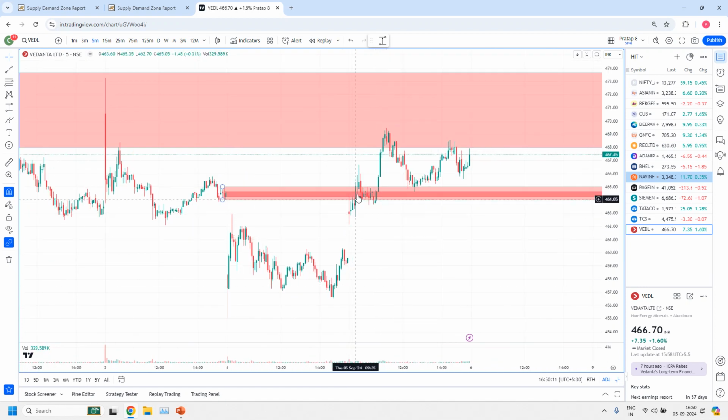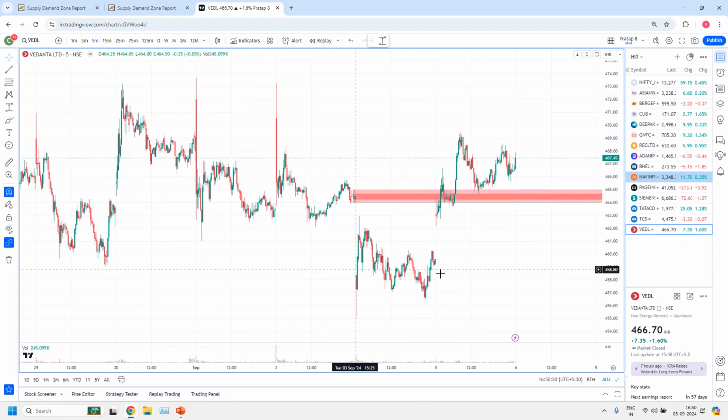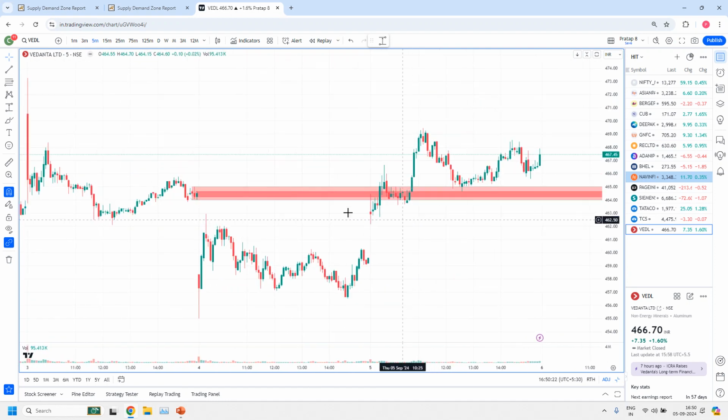Look into this. VEDL is also violated. You have a 5-minute zone which is part of the... Let me delete this for the time being. Later on I will explain. See, this is the 5-minute zone which is part of the 15-minute zone. Let me look into the 15.